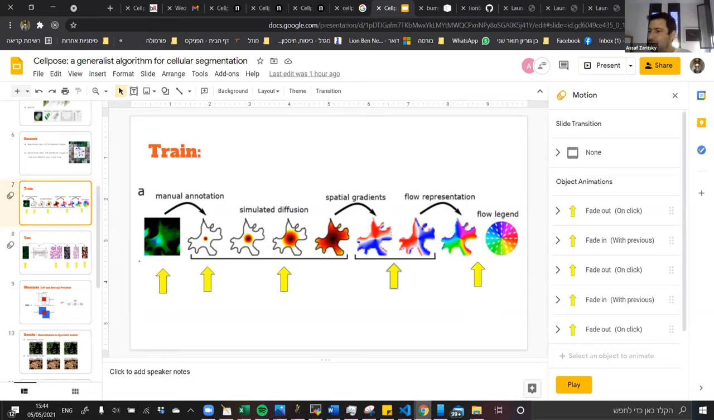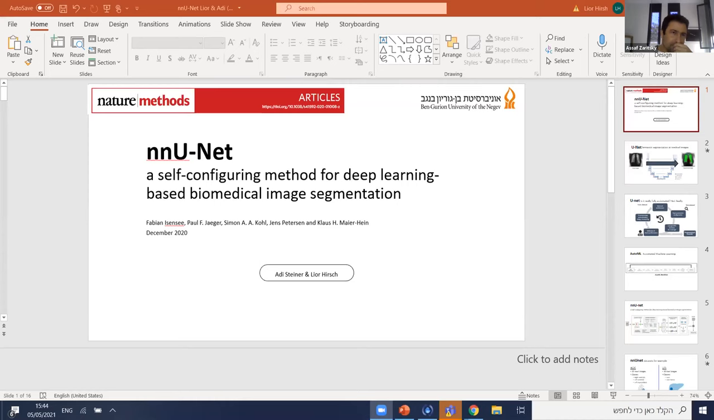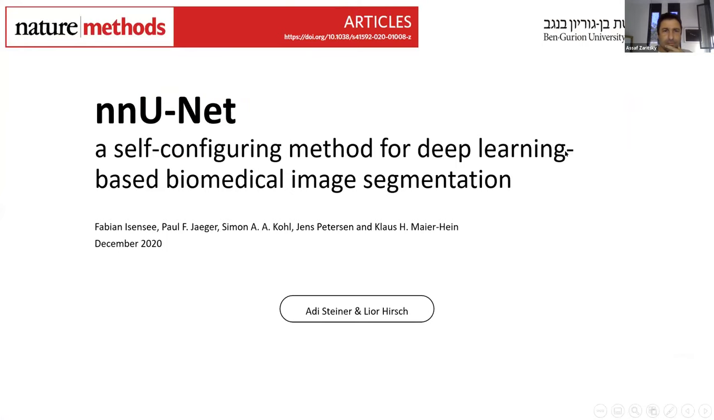So we are moving now to nnU-Net, Lior and Adi, and you'll understand quickly why it's relevant. Can I start? Okay. Hi, everyone. Today we're going to talk about the paper called nnU-Net: a self-configuring method for deep learning-based biomedical image segmentation. My name is Adi, and together with me is Lior.